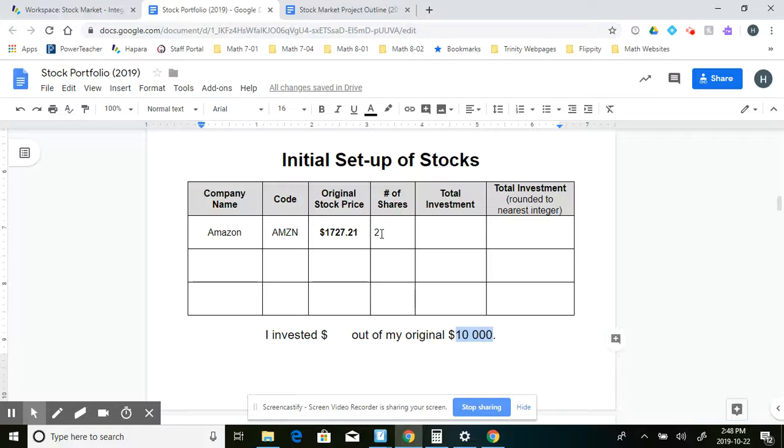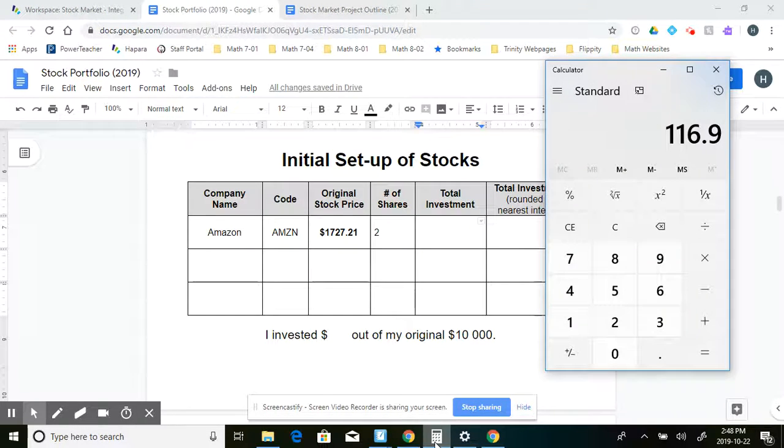Number of shares, that's something you decide. So you're deciding how many shares in Amazon you're going to purchase. Now, Amazon's a pretty expensive stock, so I'm only going to purchase 2. Anything more than that would be a pretty substantial part of my portfolio. So I'm just choosing 2. Now I need to calculate the total investment.